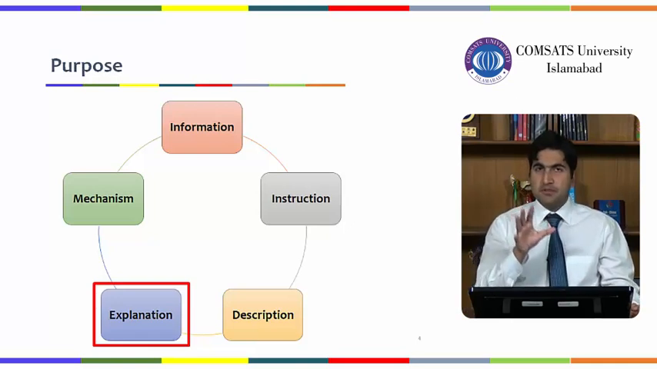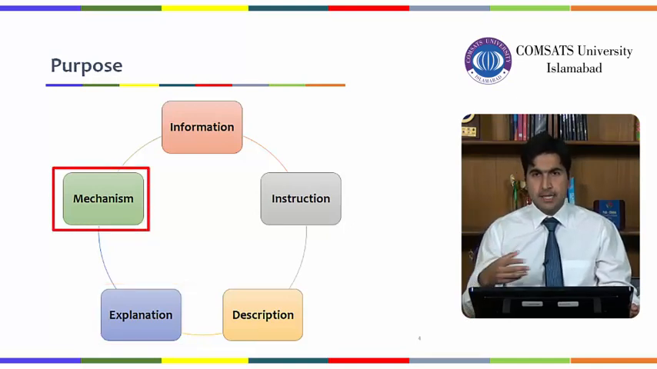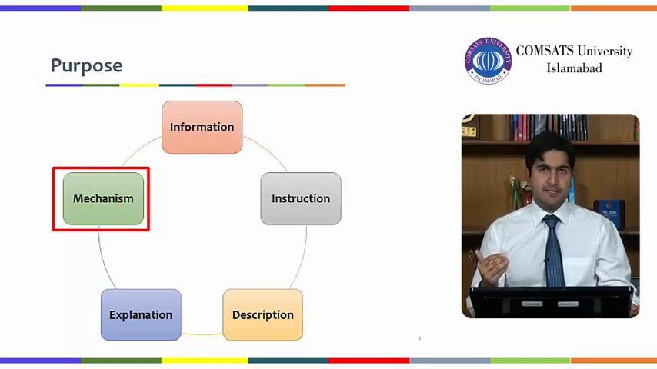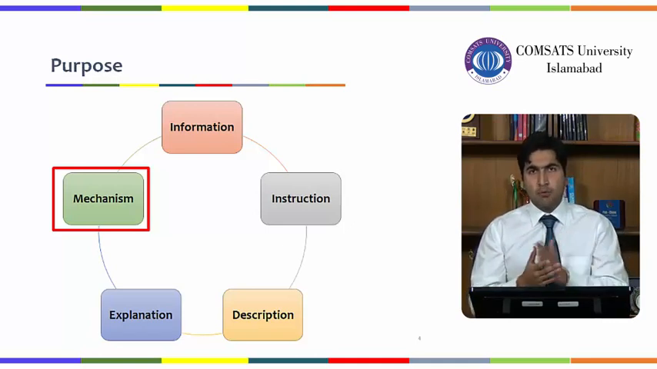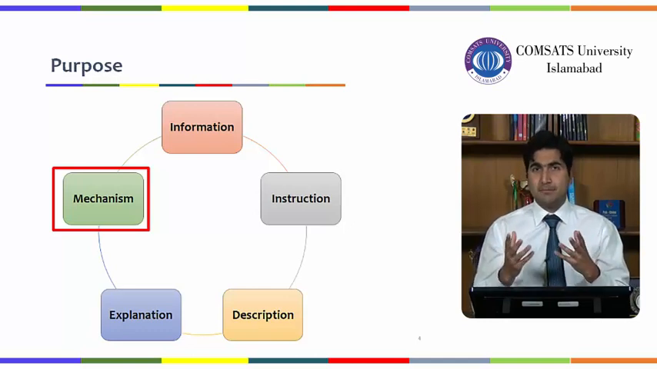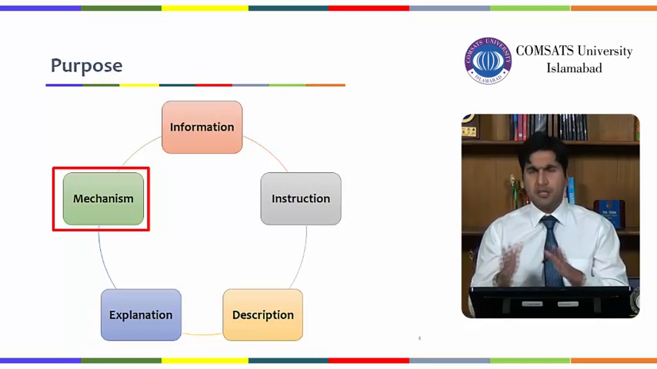Now, when these four purposes have been understood, we can also move ahead to look at the fifth purpose, and that is of providing a mechanism. If there is a tool, a new appliance, a new machine, and you don't know how to use it, of course you will look for a manual. And that manual or that guidebook is basically going to serve the role of a report. How? Because you are getting all the points with respect to the mechanism of using that tool, that appliance, that machine, or whatever it is.